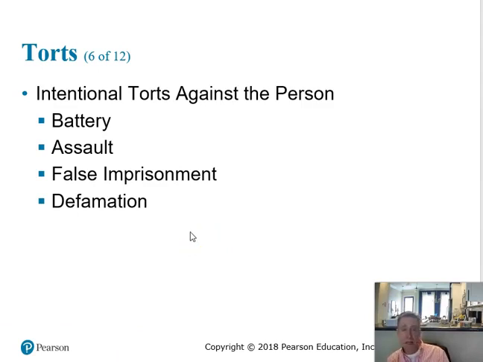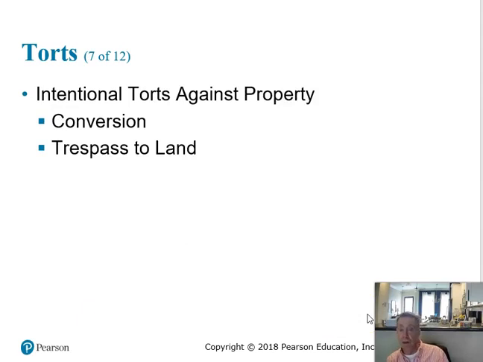False imprisonment, that could be all sorts of incidents. A lot of the cases I've seen have involved things like the mall security guards keeping somebody against their will, claiming that they were shoplifters when there was no evidence that they were shoplifters. Intentional torts against property, conversion, that's kind of stealing. Trespass to land, that's also a tort. But remember, it's not enough that they trespassed to land. You have to prove that there were damages that happened.